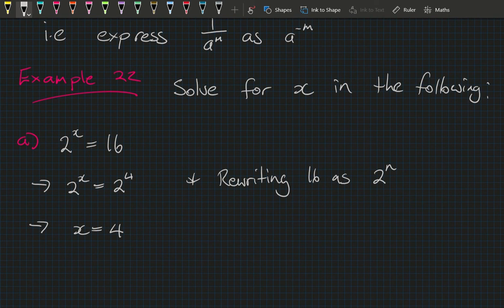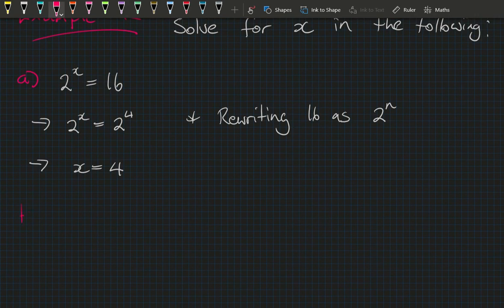Alright, nice and simple. Part B is 3 to the x equals 1 over 9. Okay, once again we've got a simple power of 3 here, but we do have a negative index, okay? So you need to think about that as we go along.